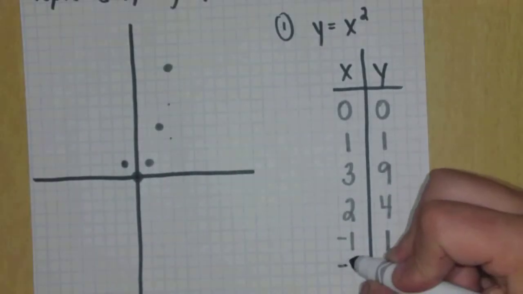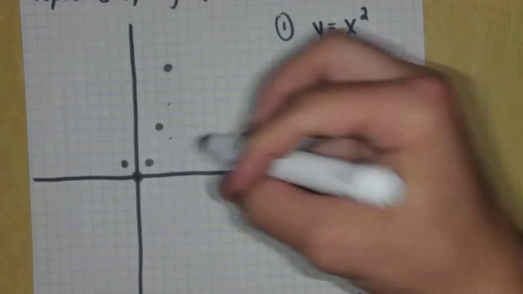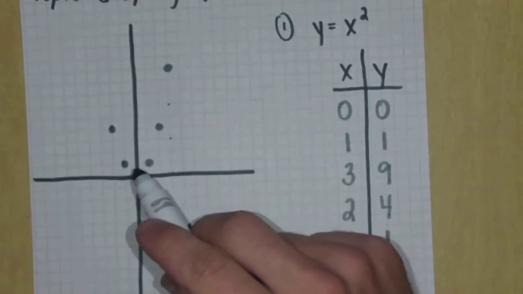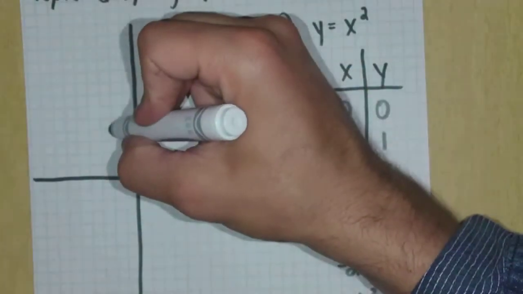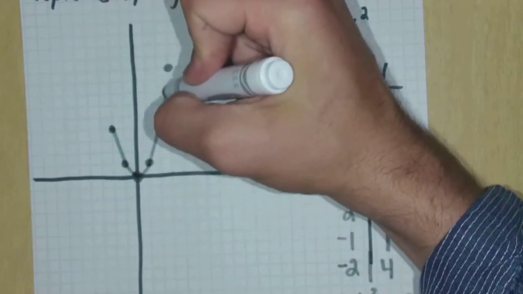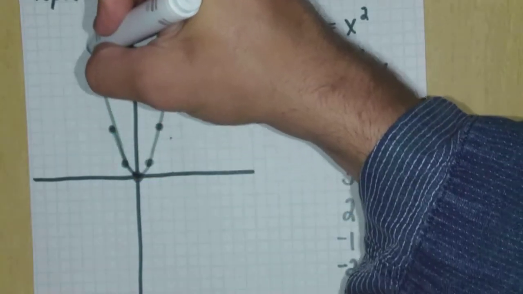Let's try that negative 2 value. Negative 2 squared is a positive 4. So negative 2 gives me a positive 4. Look at what's happening. I'm coming back up on the other side. And if you were paying attention when I told you this looked like a parabola, you would know a parabola has that U-shaped figure.